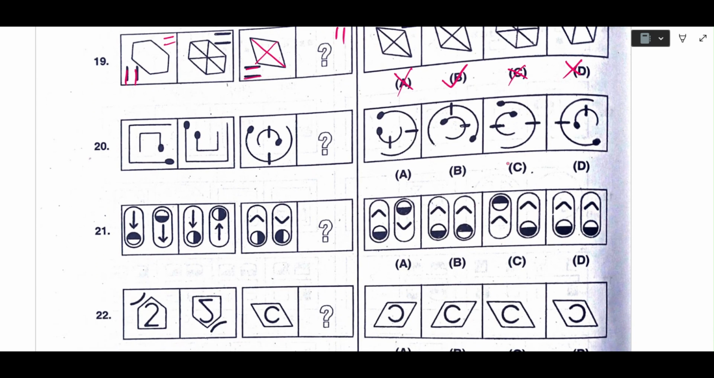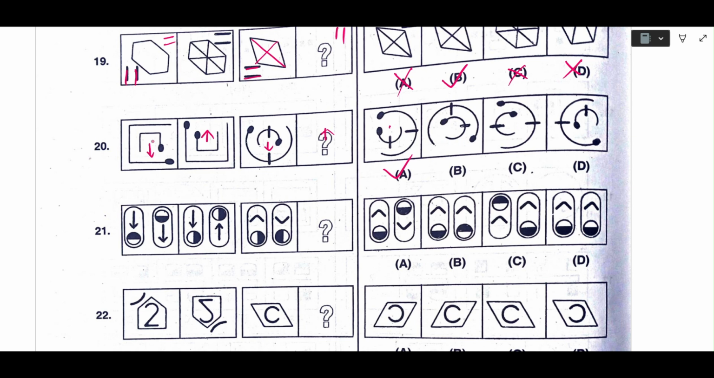And coming to the 20. See here we have a figure pair where this is happening. See here we have a down opening and in the next figure it became top opening. Okay, so here also if it is down opening, answer should be top opening. So where is the top opening? Only in the A. So we will be selecting A as our correct answer, but we need to eliminate all others also.